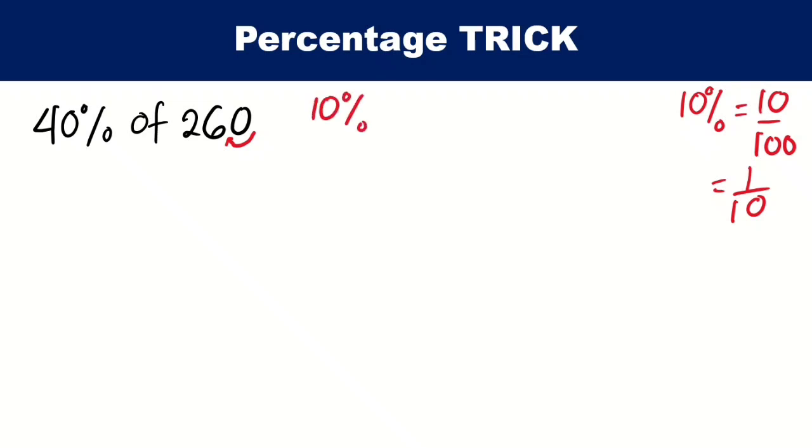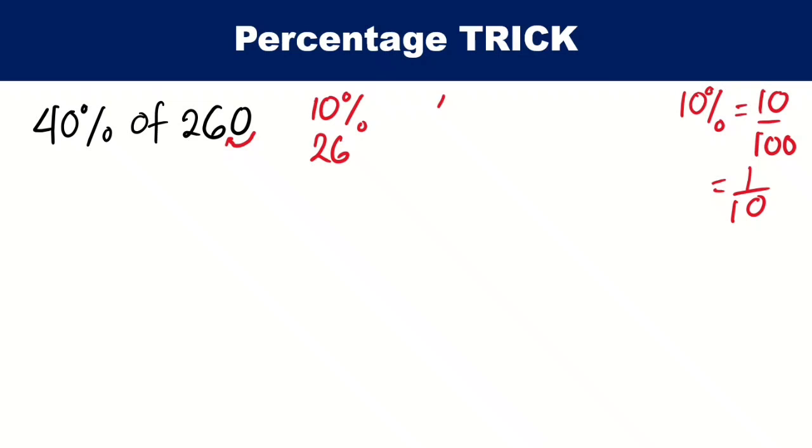Now what is 10%? 10% by definition is 10 over 100, or simply 1 over 10. So if you say 10% of a number, it's just simply dividing the number by 10. And if you divide a number by 10, it moves its decimal one place to the left. Let's begin writing our 10%. So 10% of 260 is 26.